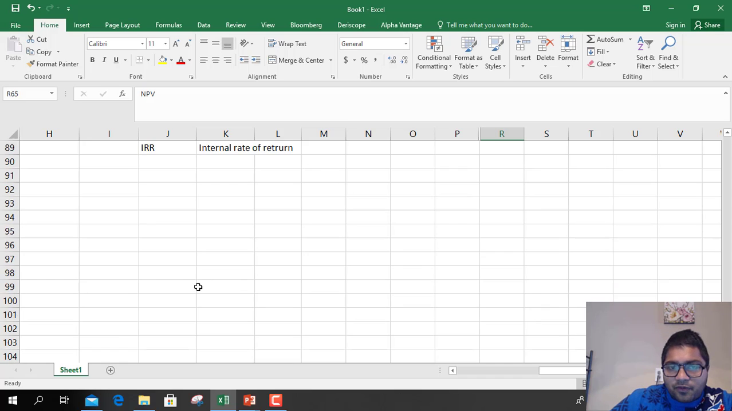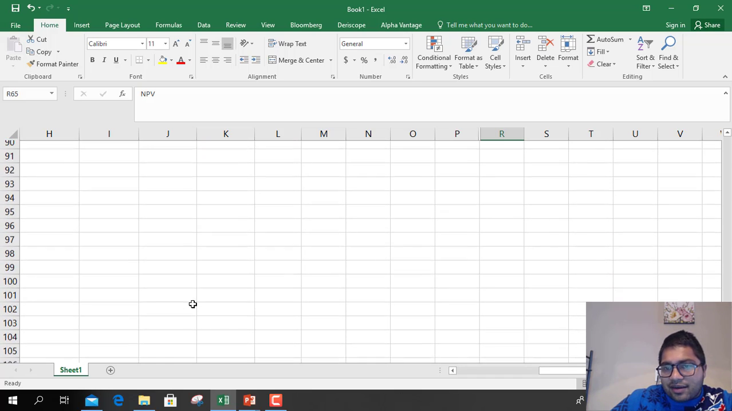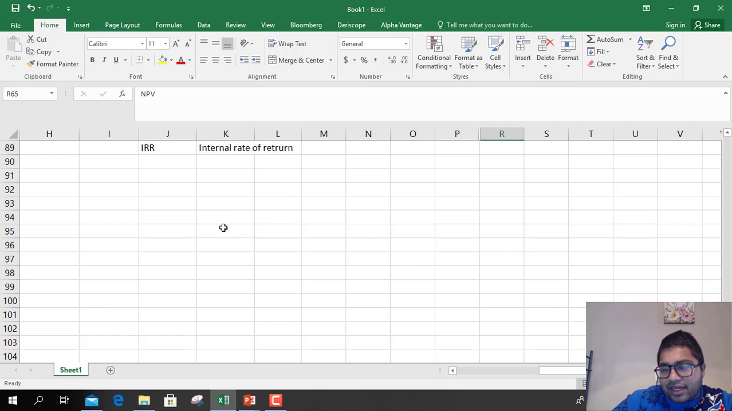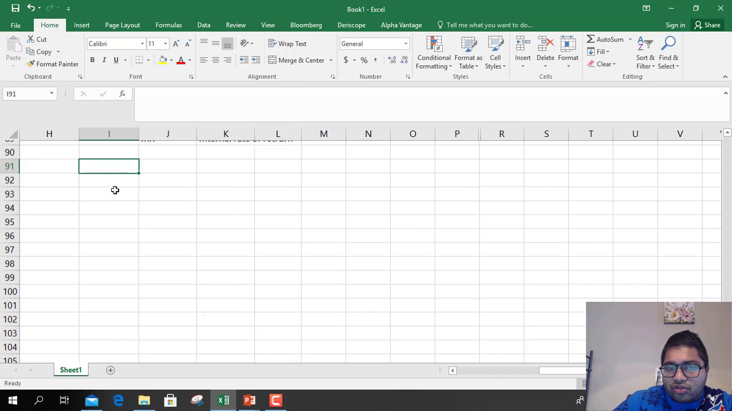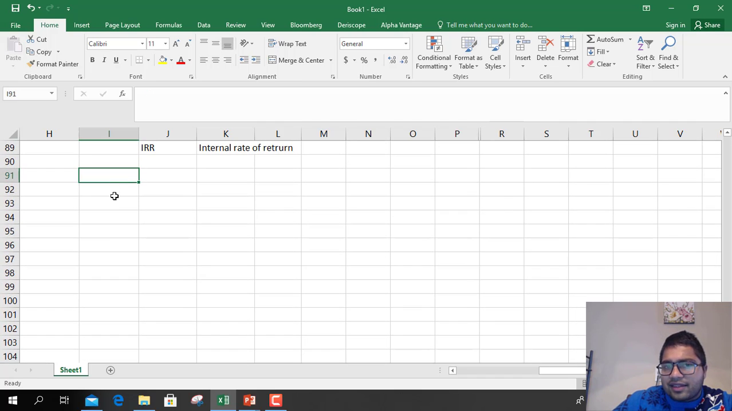And for fun, let's say there are multiple cash outflows. We were only considering one cash outflow. Let's say there are multiple cash outflows. So how to do those problems? This is like the complex version of everything we have discussed till now.